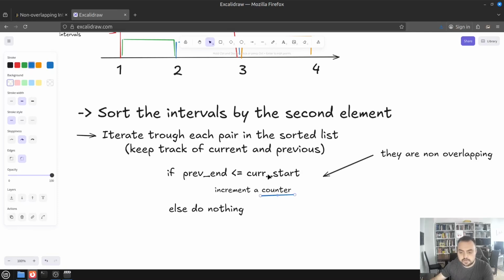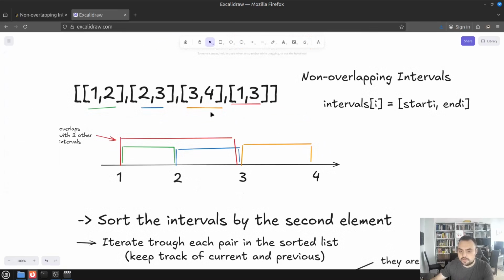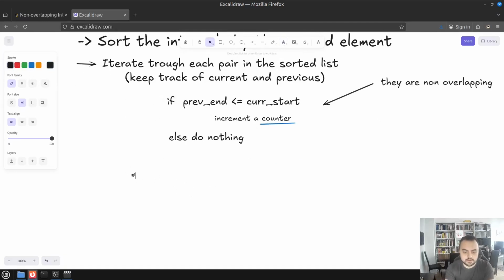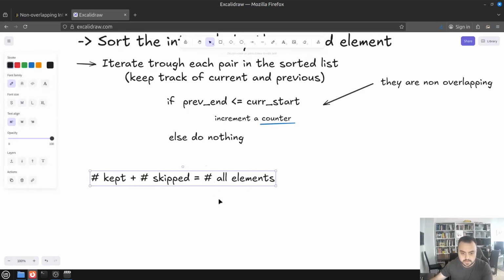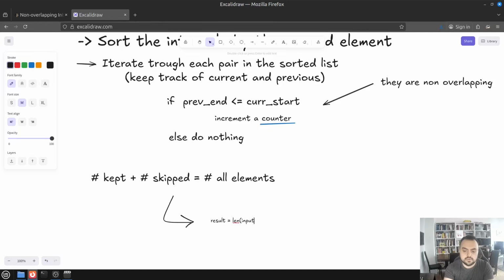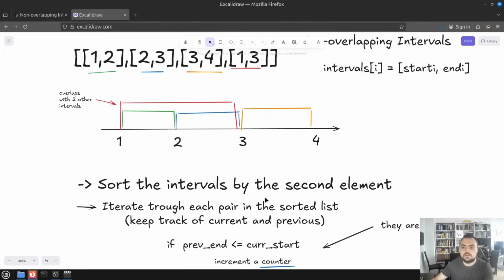Yeah, if we count all non-overlappings and we know how many they are in the input, then the number of kept plus the number of skipped is equal to the initial length, or the number of all elements. Which means that our final result is the length of input minus a counter. And that's it. We can try it here.